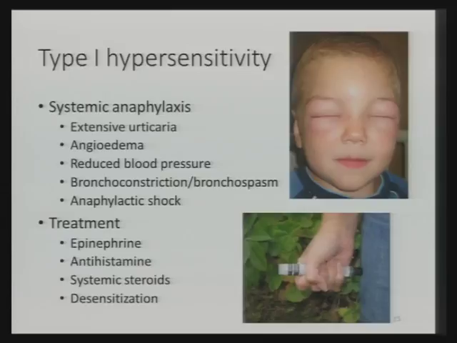The point is you need to know that is anaphylactic shock, which could be recovered by providing epinephrine and antihistamine or systemic steroids. For those who are really sensitive to insect bite, that's a cure. It's called desensitization. Could someone explain what desensitization is?